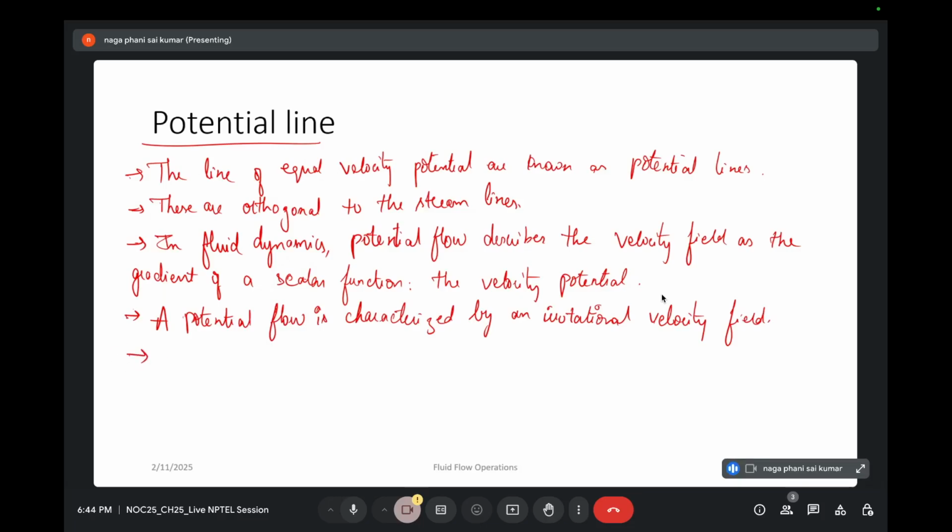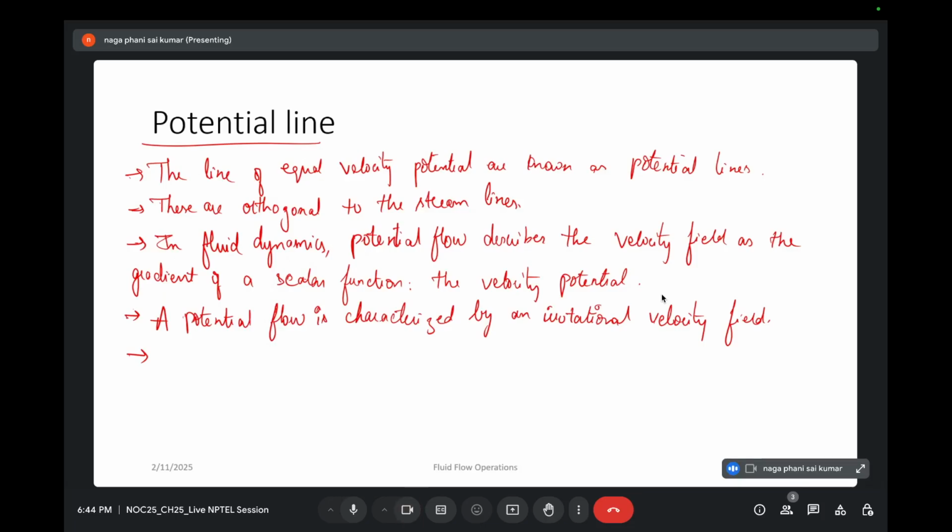Coming to the applications of potential flow. This can be observed in the outer flow, the flow field of aerofoils. It will be observed in water waves, electroosmotic flow, and also in groundwater flow. And potential flow theory cannot be applied for viscous internal flows. Okay.